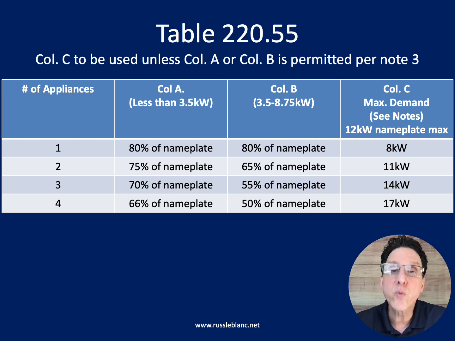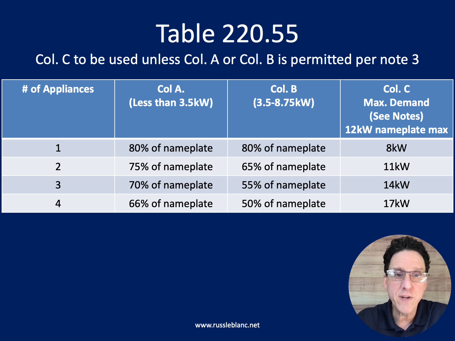So if I told you it was one appliance, column C, you could use 8 kW. And that's it. You just use 8 kW, and that's the minimum calculated load. There's nothing to do. You don't have to modify it or anything else, as long as the nameplate does not exceed 12. If the nameplate exceeds 12, then we've got to talk about that. We might have to modify the values in column C, and we'll do that in a minute.